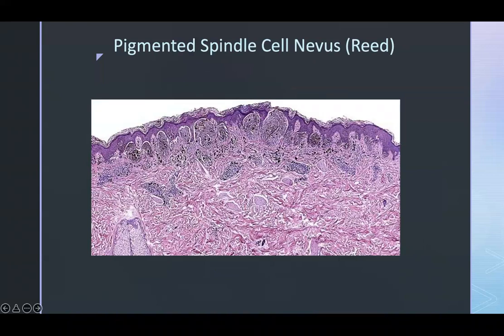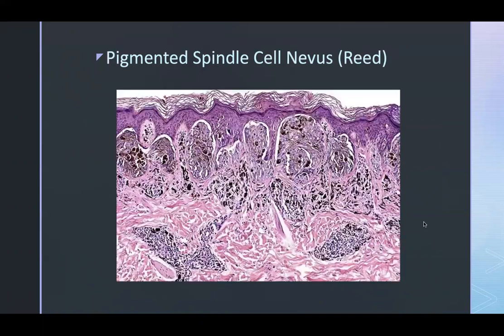You can see it's largely in the junction, maybe a little bit of pseudo extension to the superficial reticular dermis, but it could just be in the plane of section. Nevertheless, it's all kind of concentrated at the highest part of the specimen. And you have these spindled pigmented nevus cells that are forming these large nests with some retraction around that.